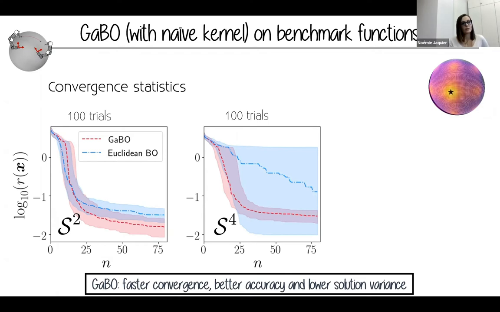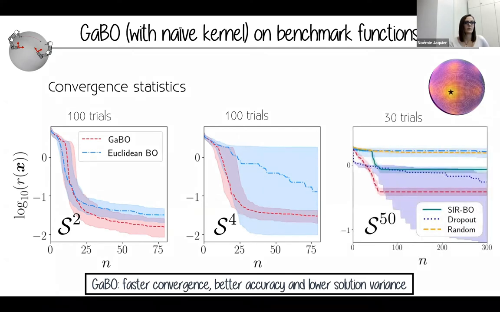What is also interesting here is that we can push the problem in even higher dimension. So here we go to the sphere of dimension 50. And we compared here also with some high dimensional Bayesian optimization approaches, so the CRBO and the dropout that you can see there. And you can see that actually Gabo, so just considering the geometry of your problem, is allowing you to outperform even the performance of those high dimensional BO methods. So we are here, and you see that all others don't find the same optimum, and some of them really have a high variance.